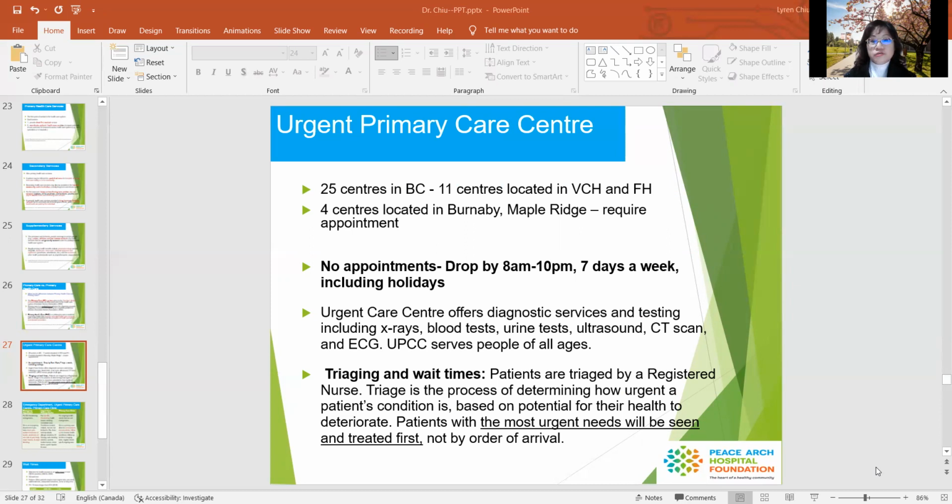The triage and the wait times: patients are triaged by a registered nurse. Triage is the process of determining how urgent a patient's condition is based on the potential for their health to deteriorate. So patients with the most urgent needs will be seen and treated first. So it's not first come, first served. It's based on who needs it most.